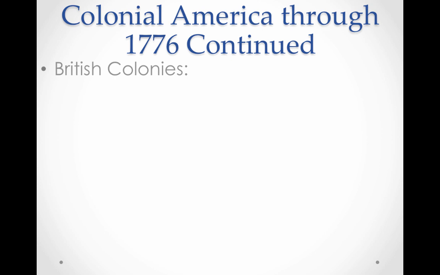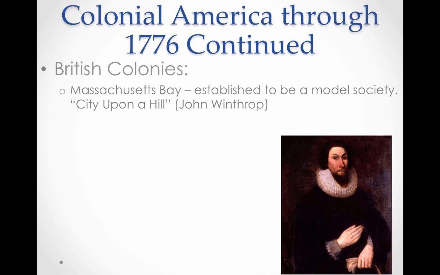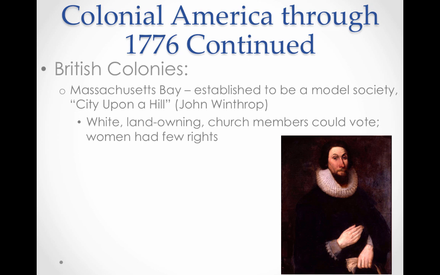And this is, as we know, hopefully by now, the outgrowth of the United States. And some basic things we need to know are the two central colonies the British established. The first one is the Massachusetts Bay Colony that was established to be a model society. It was really led by a guy by the name of John Winthrop. He had a famous speech that he gave called City Upon a Hill. And it was to be the shining symbol or beacon for the rest of the world. So it was really focused on white landowning males, really church members who could vote, and women had very few rights in this early colony.